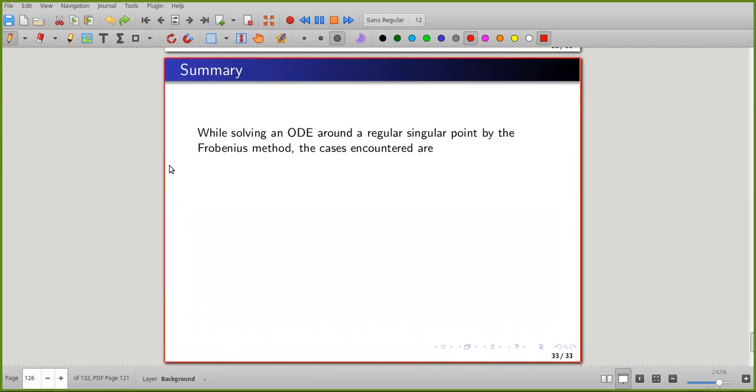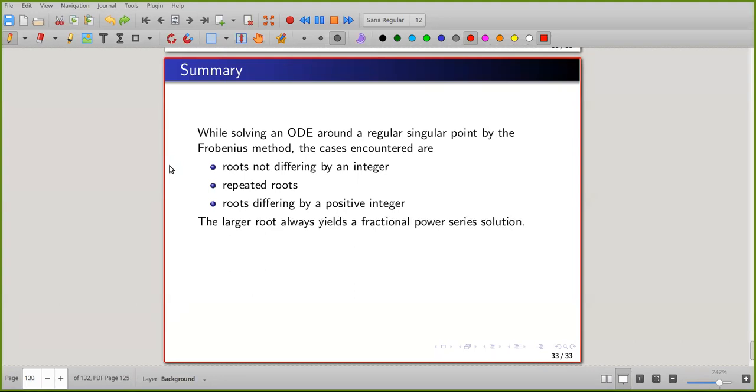So let's just summarize the situation. While solving an ODE around a regular singular point by the Frobenius method, the cases encountered are roots not differing by an integer, repeated roots, and roots differing by a positive integer. The larger root always yields a fractional power series solution.